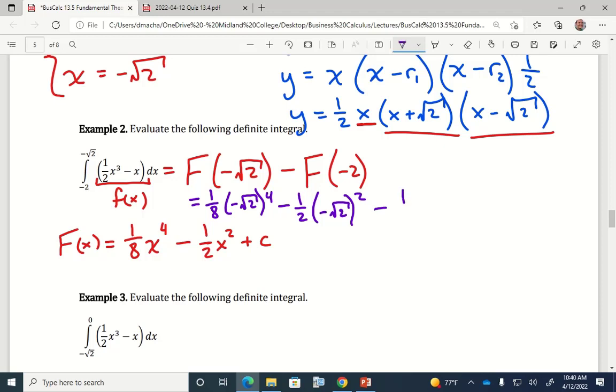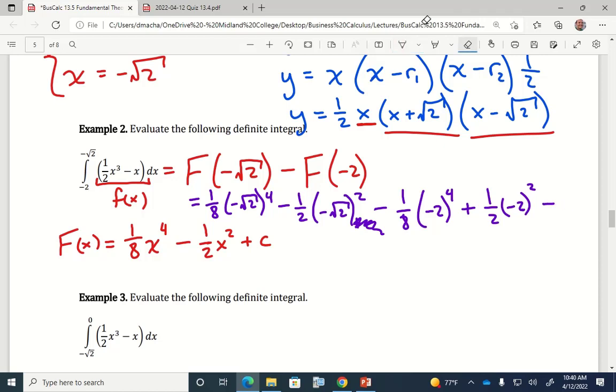So I subtract 1/8 times negative 2 to the 4th power. And then minus makes a plus 1/2 negative 2 squared. And I forgot something. I forgot plus c here. Oops. And then I also forgot plus c over here. But I'm subtracting this antiderivative, so that plus should be a minus, since it's all getting subtracted. And then notice if I add plus c and then I subtract plus c, then those c's cancel.